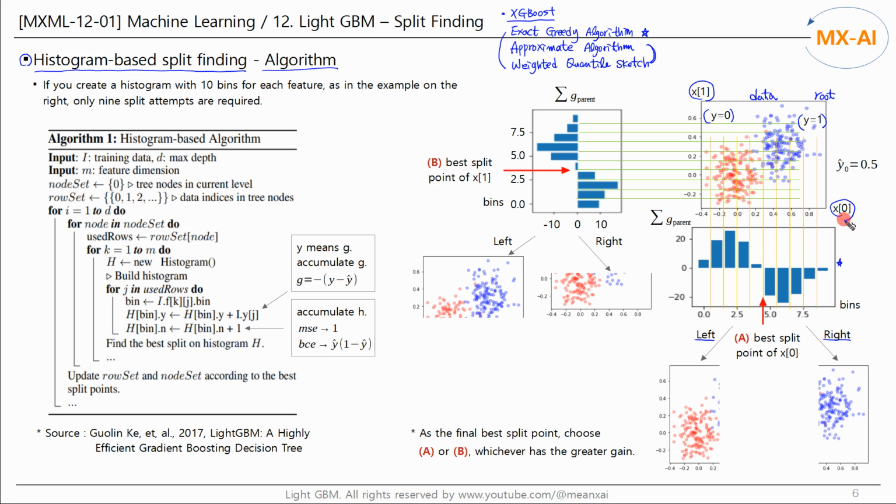First, we create a histogram for the feature x0. The number of bins is set to 10. The y-axis is the sum of g. G is the negative residual of the data point. If the initial prediction is 0.5, the blue data point's g is negative 0.5. The sum of the g of the data points in this bin is this much.